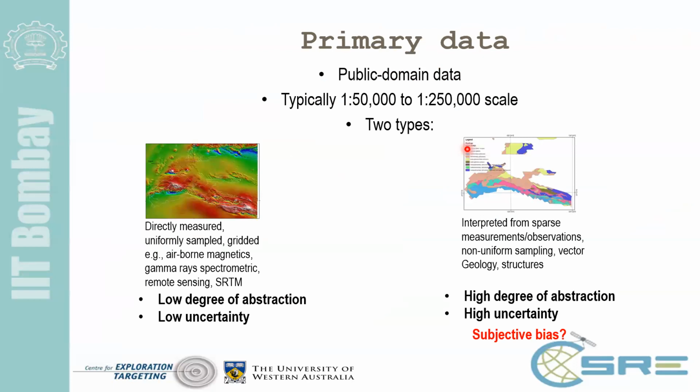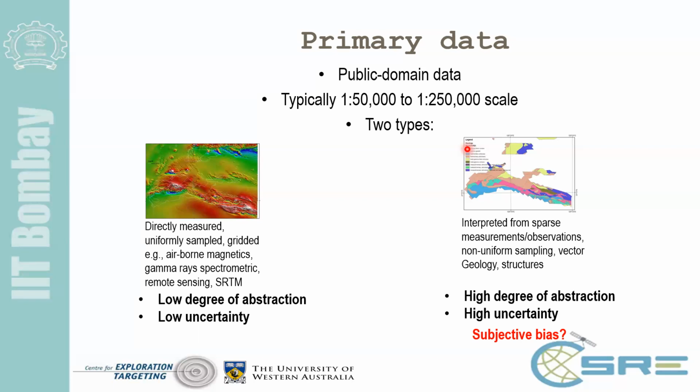And I'm going to come back to this in a while. So the primary data sets that we're using are essentially of two types. The first are what we call the directly measured, uniformly sampled and gridded data sets. So that would be airborne magnetics, it could be gamma ray spectrometric, gravity, remote sensing, topographical data. These have been sampled at regular intervals, and we can create a gridded map or image out of that.